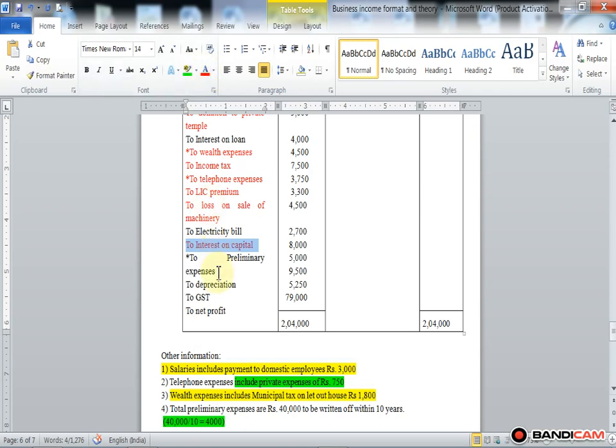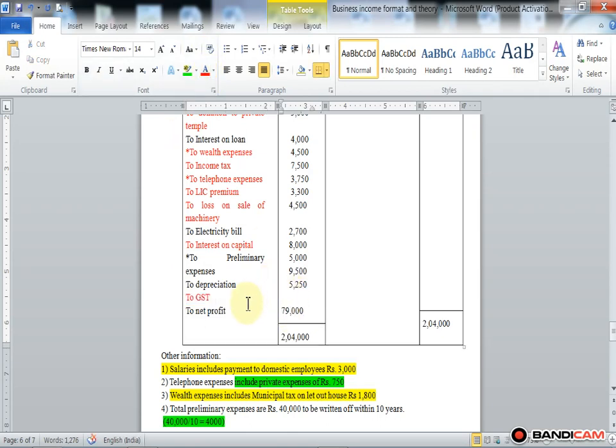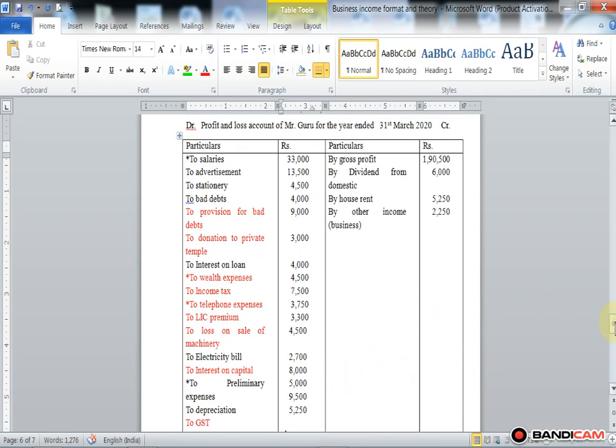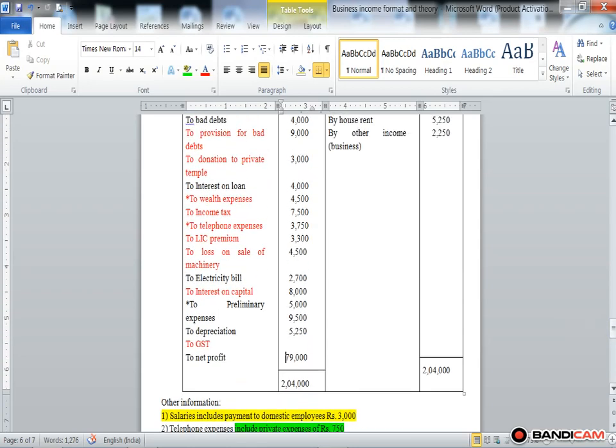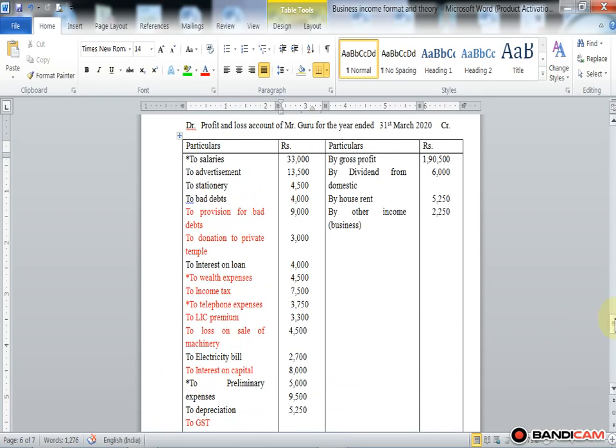Preliminary expenses, so adjustment is given. Depreciation 5,250, so depreciation is an allowable expense. GST is a disallowed expense of the business. And net profit is rupees 79,000. So here we find out all the expenses which are not related to business, and we also find out the items on which adjustment is given in the problem. Okay, so now we read the credit side.